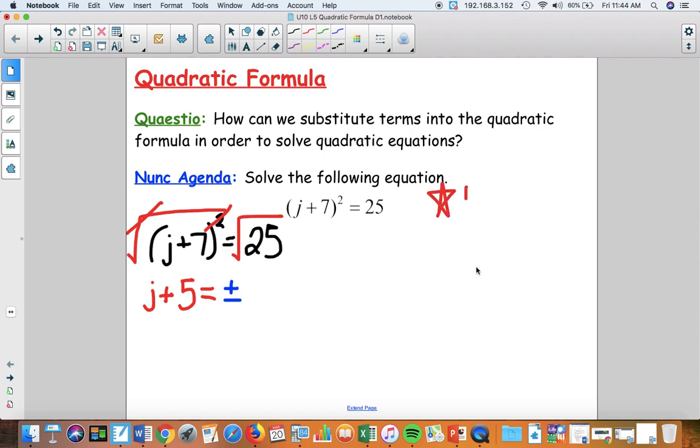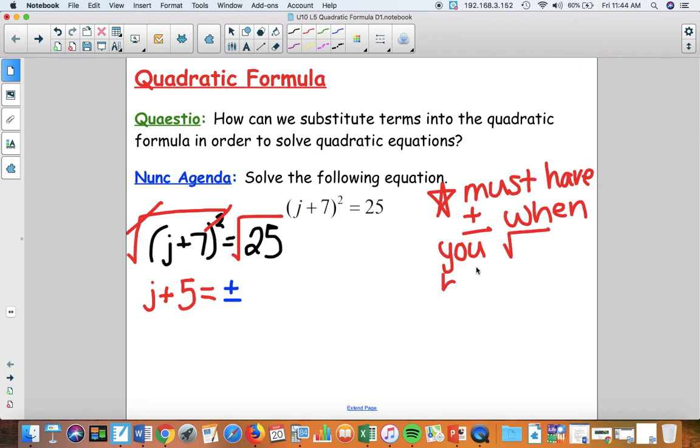So I'll write that down. So you must have plus or minus when you square root both sides. Don't forget that. So the square root of 25 is 5. Okay, now the last thing we have to do is to get j by itself. And to do that, we have to subtract 5 on both sides.